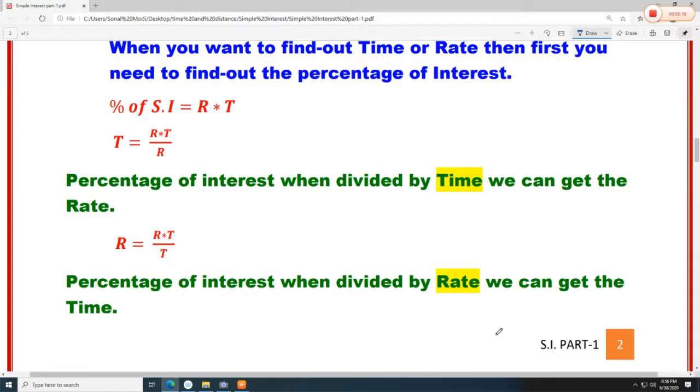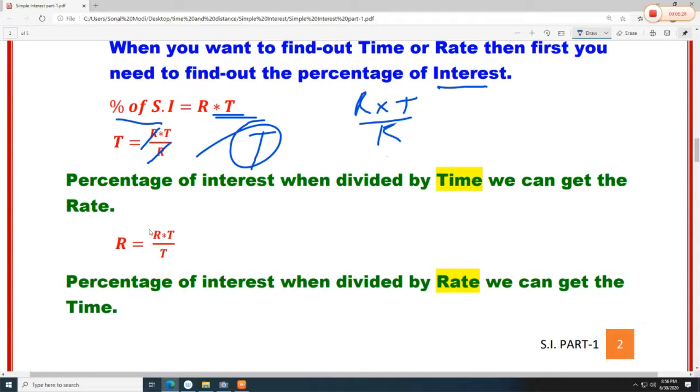When you want to find out the time or rate, then first you need to find out the percentage of interest. So percentage of interest is R into T, and when you divide by R, then what remains? Then it is T. So you can find out T. When you want to find out T, R into T divided by R, or even when you want to find out the rate, R into T divided by the rate itself. So R cancels, and what will you have? You will have the time.